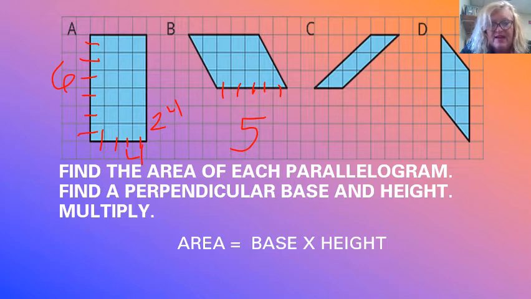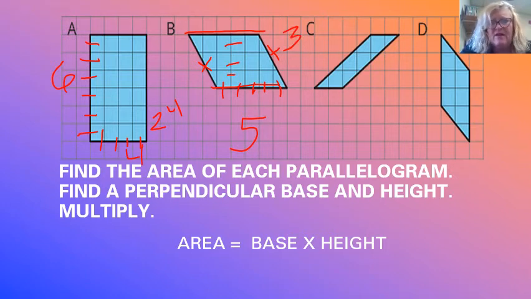Now let's find the height. Remember, the height has to be perpendicular. So you do not want to use that line or that line. You're not going to use those slanted lines. You're going to go straight up between the 2 parallel lines. This parallelogram has parallel lines. We're going straight up. So we're going to count 1, 2, 3. So my height is 3.